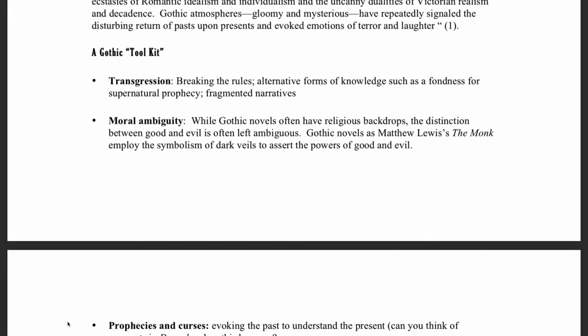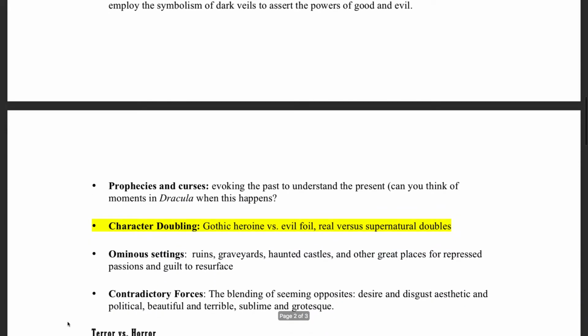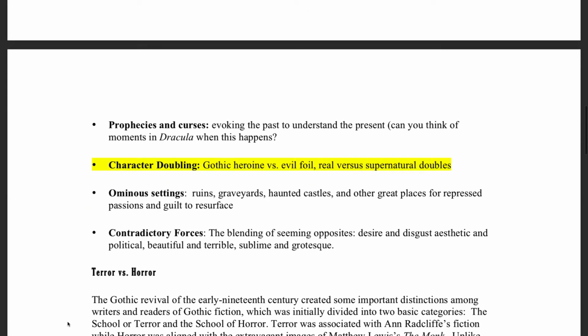And in the case of Victor and the creature, we are encouraged to sympathize with one or the other at different moments in the novel, and we will talk about where your sympathies lie at the different stages of the novel. There is often a presence of prophecies or curses that are ignored, foreshadowing moments of characters' demise that we as readers also tend to forget.